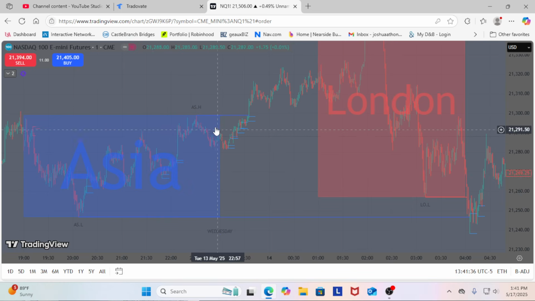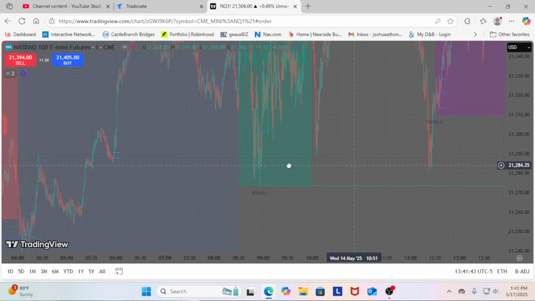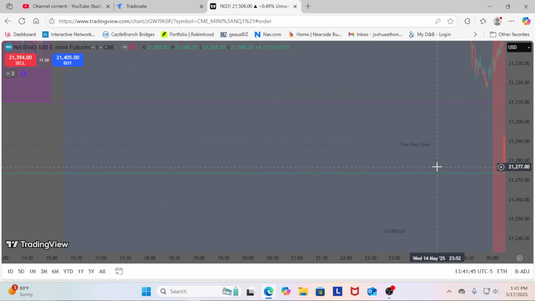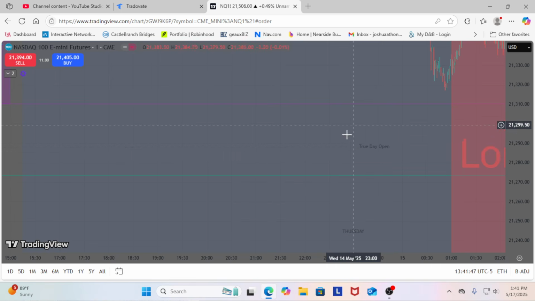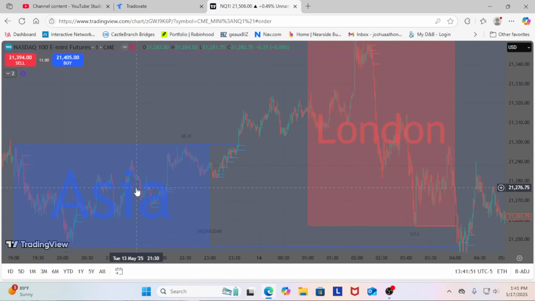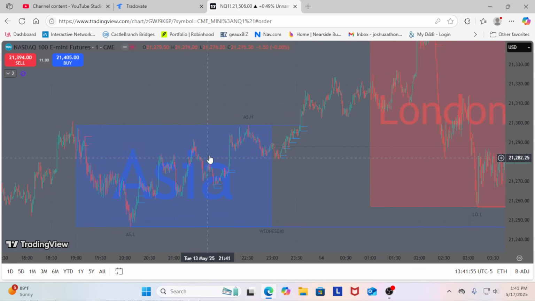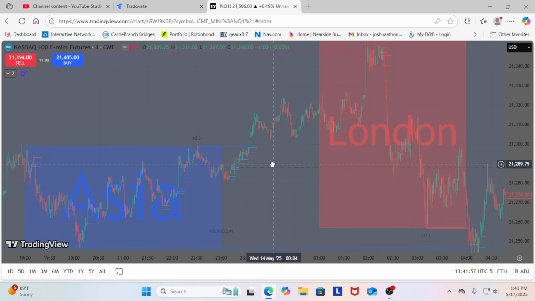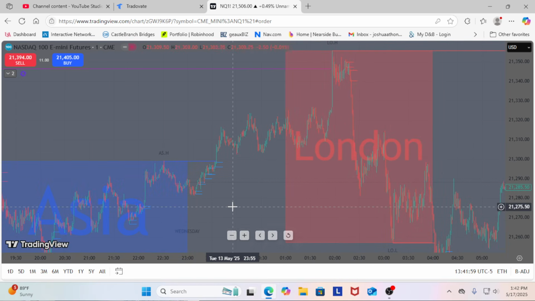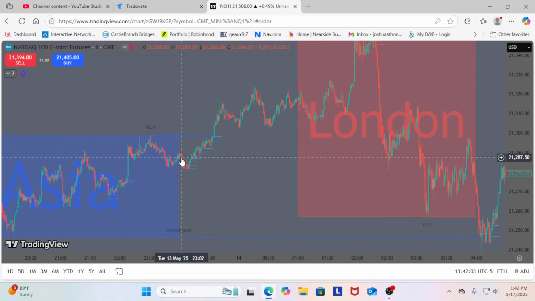But anyway, as soon as Asia closes, it's going to print this line right here, and I'm going to show you where it says true day open. Boom, true day open. So once Asia closes, now I begin to trade. I don't trade the Asia session. The earliest I will trade is the London session, guys. Alright, so boom, Asia closes, we have a true day open printed.